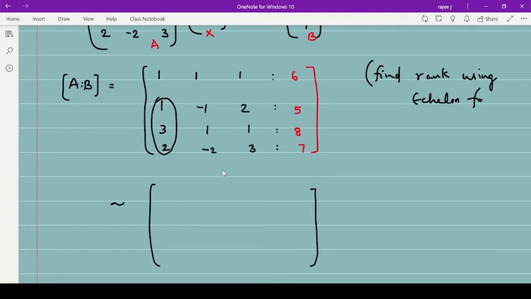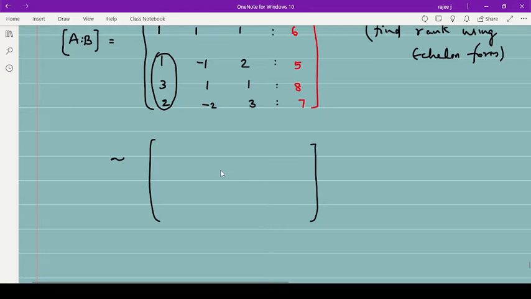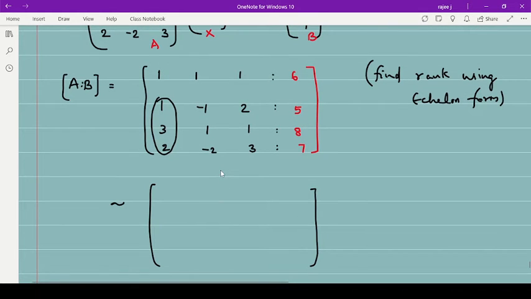So echelon form, can you use column transformation? No. We cannot use column transformation because only one matrix is there, so you cannot do column transformation here, and only row transformation, echelon form you need to use. Okay, so before that, here 1 1 1 6 as it is, I'll make this 3 zeros.